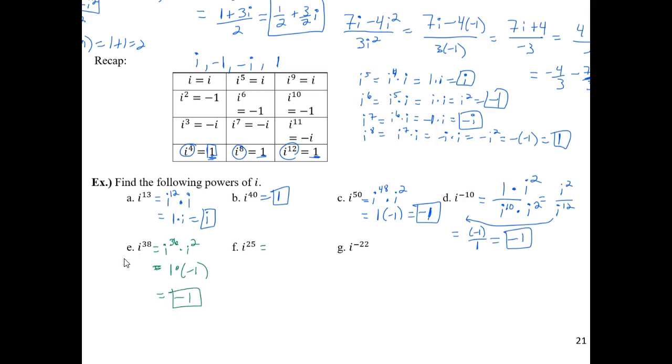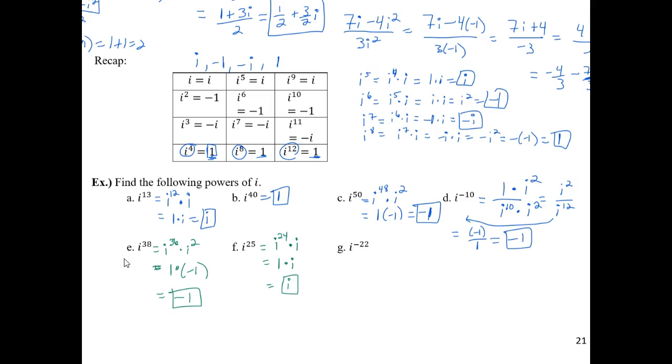What about i to the 25th? Closest multiple of 4 would be i to the 24th. And so that means there's 1 i left over to get us to 25. i to the 24th is 1 times i is just i.